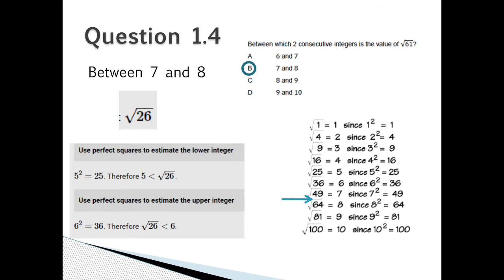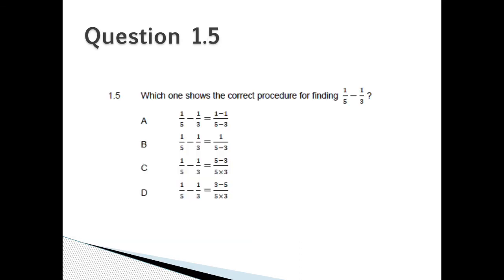So the answer for 1.4, between which two consecutive integers is the value of the square root of 61, your answer will be between 7 and 8. Question 1.5. Which one shows the correct procedure for finding 1 over 5 minus 1 over 3?